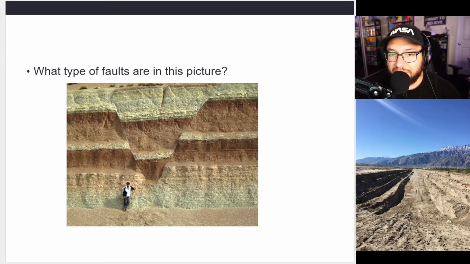How about this one? The key here is look at the layers. Look at the layers. Okay, I'll give you a second. Pause again if you need an extra second or so.